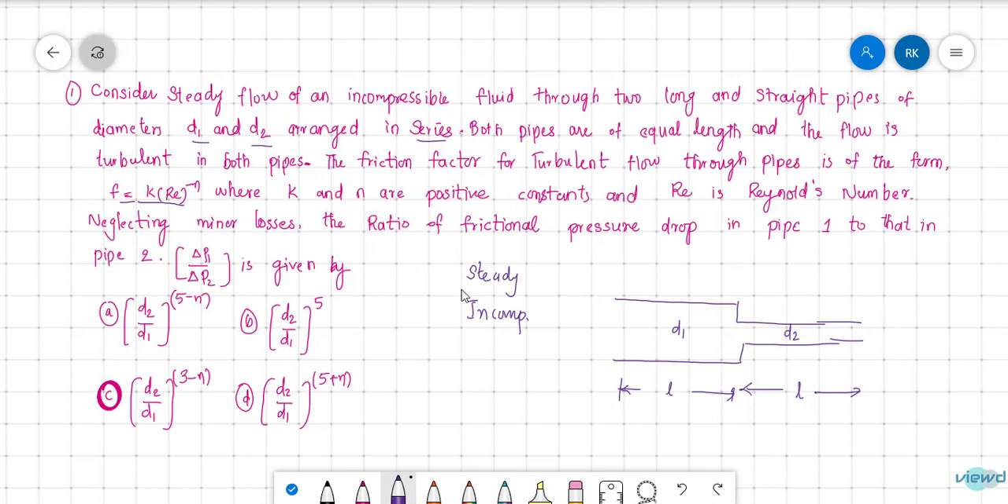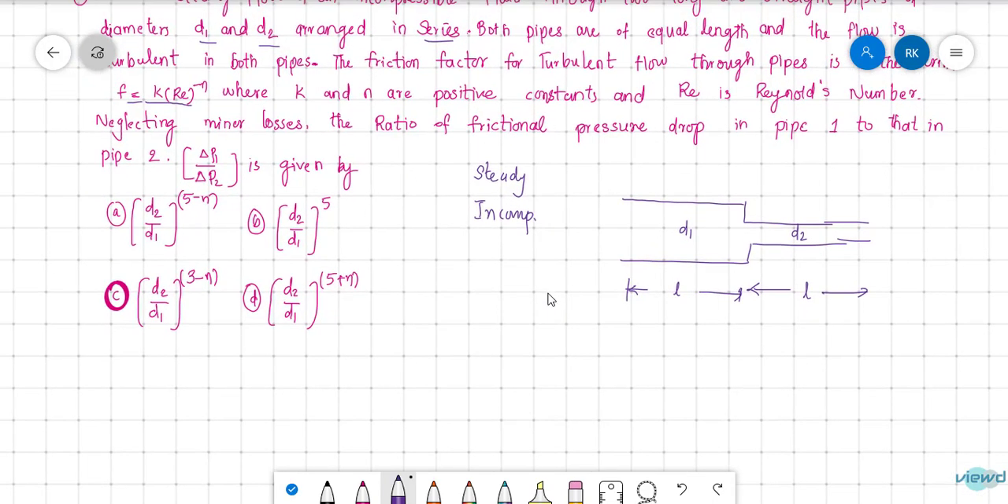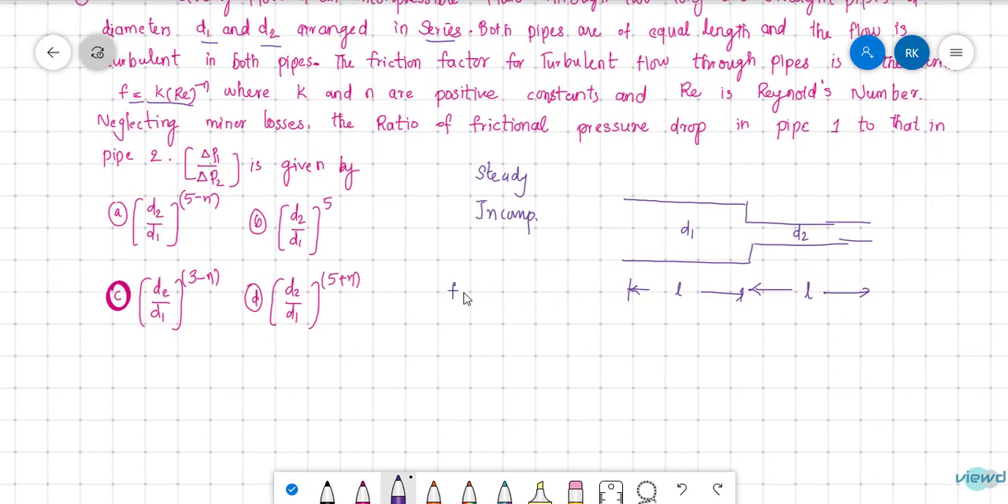So now the flow is turbulent and the friction factor is given by f = K Re^(-n), and we need the ratio of frictional pressure drop, delta P1 divided by delta P2. There will be a pressure drop in pipe 1 from here to here and a pressure drop in pipe 2 from here to here. So this is the pressure drop in pipe 1, delta P2 is the pressure drop in pipe 2. So we need to find the ratio.